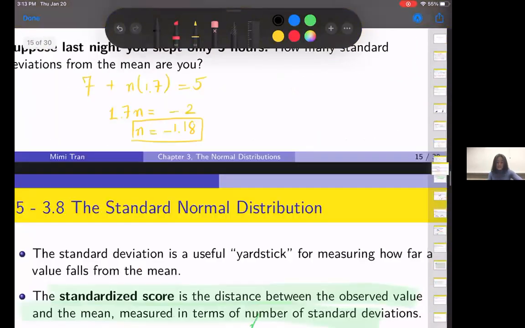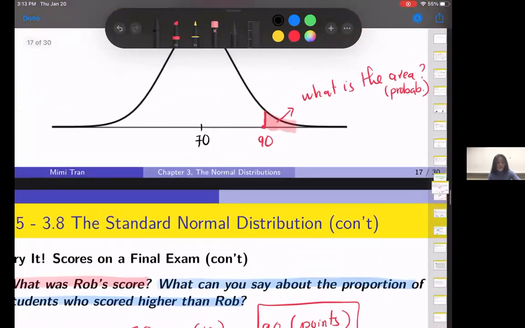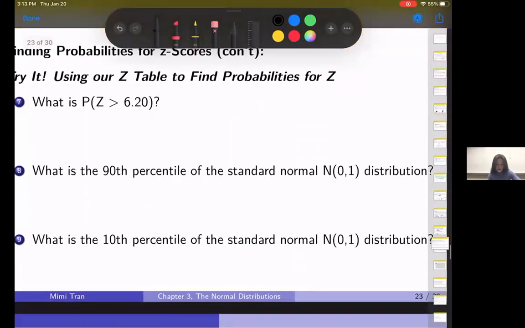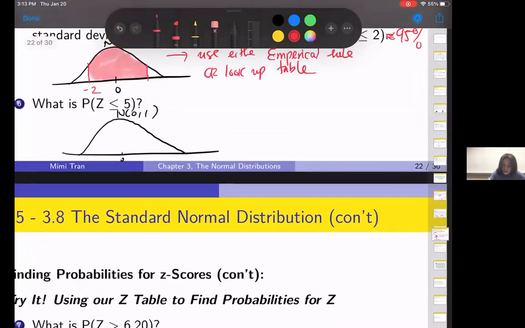Imagine it's from -5 to 5. So here is 5. Oh my God, it's all the way out here. So practically it's 100%. Mathematically almost 100%, but practically 100%, from left to right.